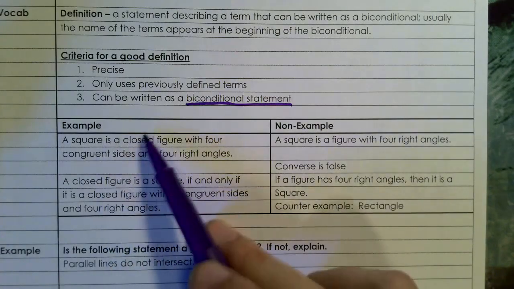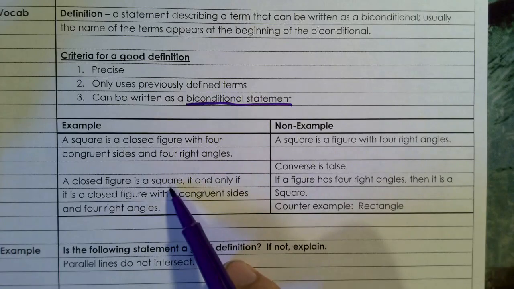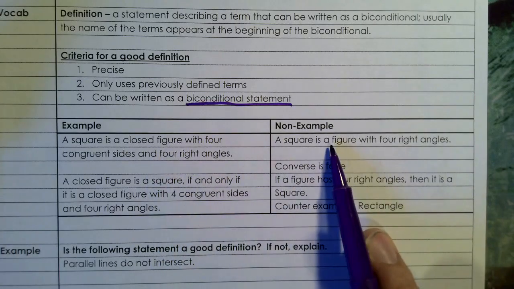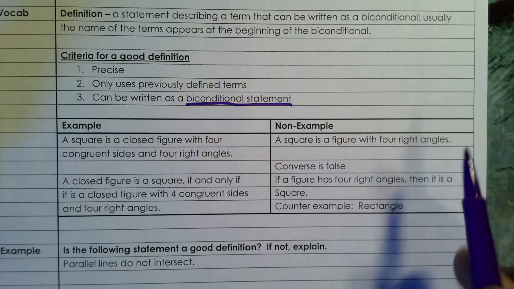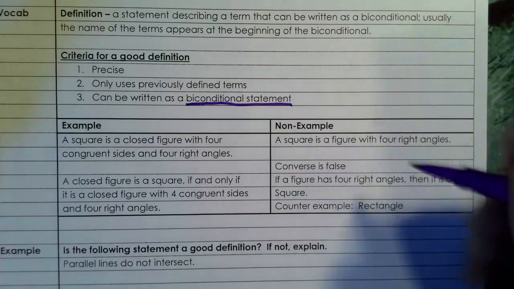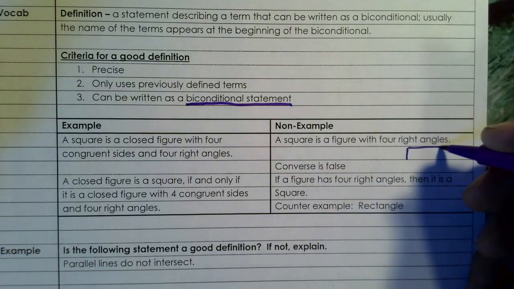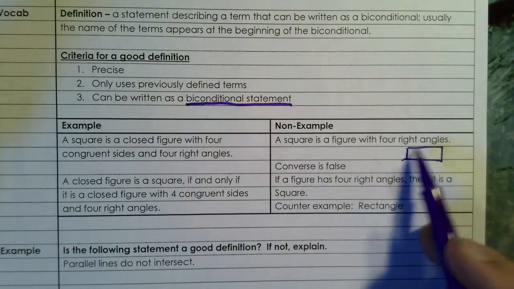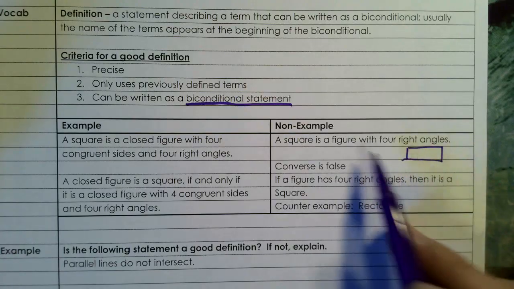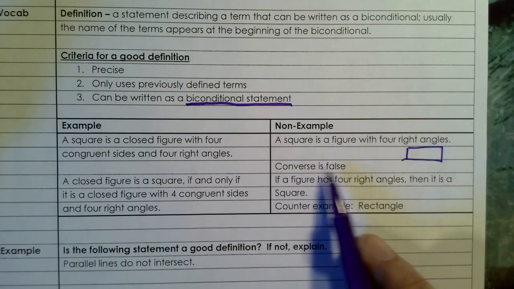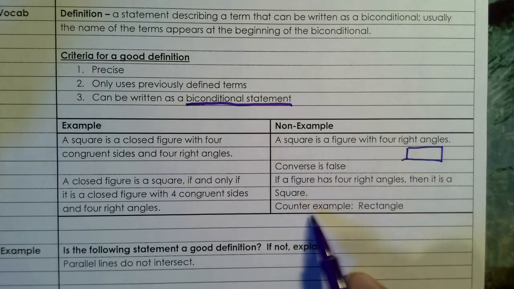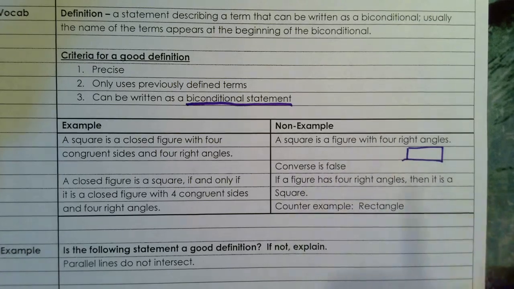So these are good examples because they're nice and clear about what's going on, but over here are non-examples. A square is a figure with four right angles, but what about a rectangle? A rectangle's got four right angles, and that's not a square. So that is why this is not a good example. It's not biconditional. So yeah, that's what I'm writing in the box.